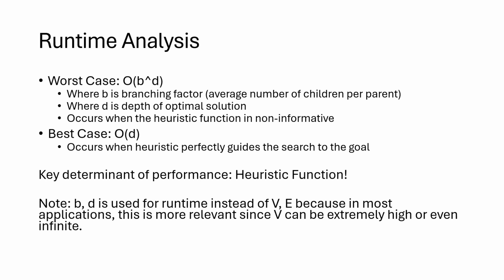So using B, the branching factor, which is the average number of children per parent, and the depth D, which is the depth of the optimal solution, we can develop a worst case runtime of O of B to the D power. And then for the best case, we have O of D. This occurs when the heuristic perfectly guides the search to the goal. The worst case occurs when the heuristic function is non-informative and useless. So then the algorithm has to end up searching through every single node. So as you can see here, the key determinant of the performance is actually this heuristic function.